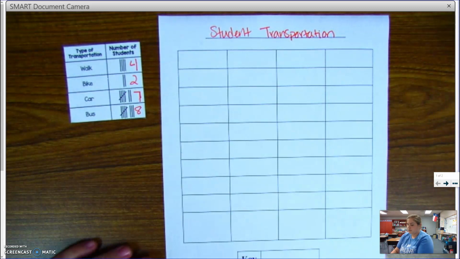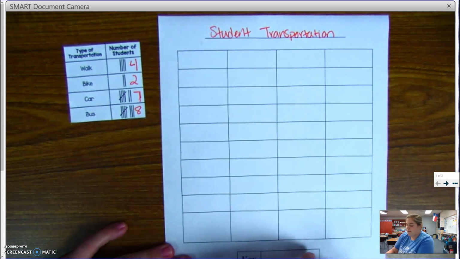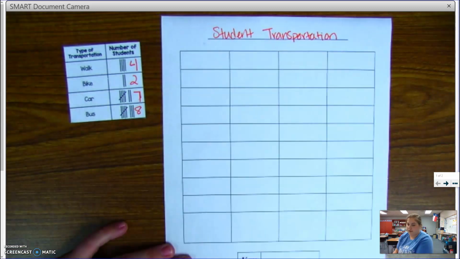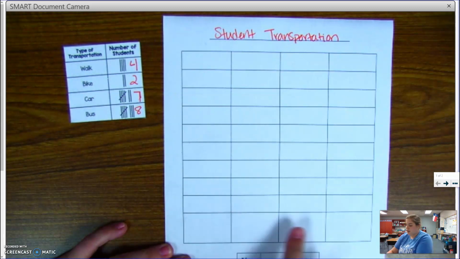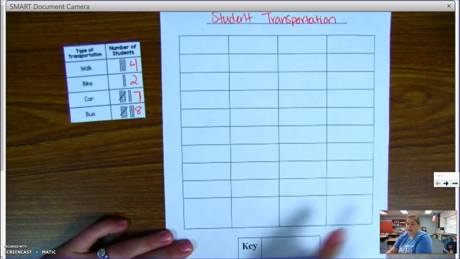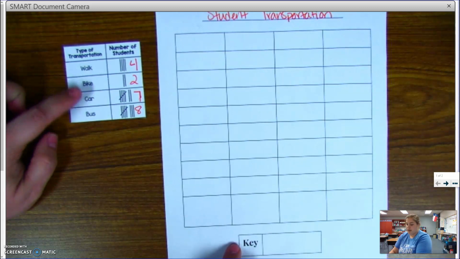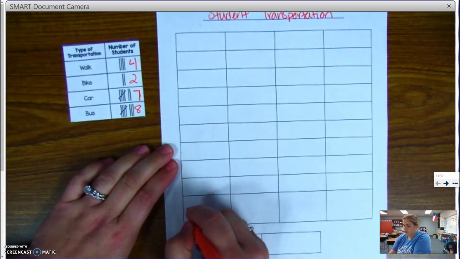Okay. So this is going to be a vertical pictograph. So that means our categories are going to go down here. So my categories are walk, bike, car, and bus.